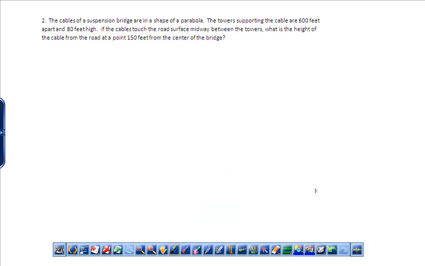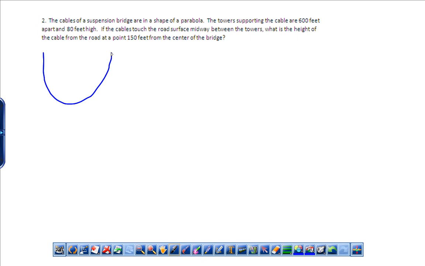So the cables of a suspension bridge are in a shape of a parabola. The towers supporting the cables are 600 feet apart, 800 feet high. If the cables touch the road surface midway between the towers, what is the height of the cable from the road at 150 feet from the center? Okay, again, it doesn't matter if your parabola is horizontal or vertical.